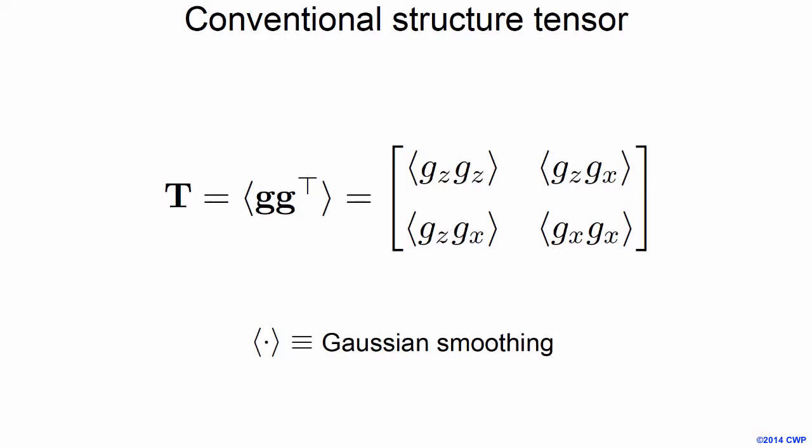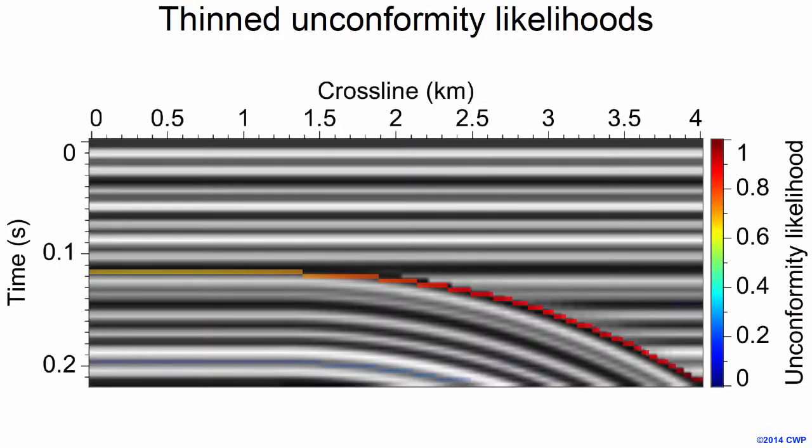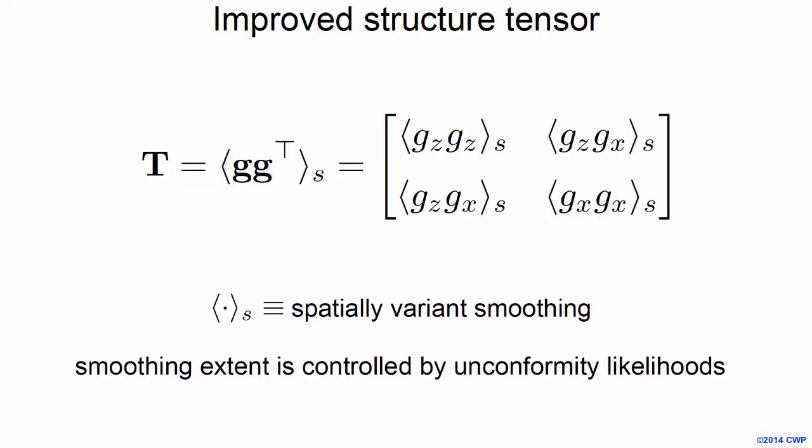In the conventional structure tensor method for estimating seismic normal vectors, the structure tensor is computed by applying a Gaussian smoothing filter to each component of the outer product. So this conventional structure tensor cannot correctly estimate the seismic normal vectors at the unconformities, because the Gaussian smoothing filter will smooth out the discontinuities at the unconformities.